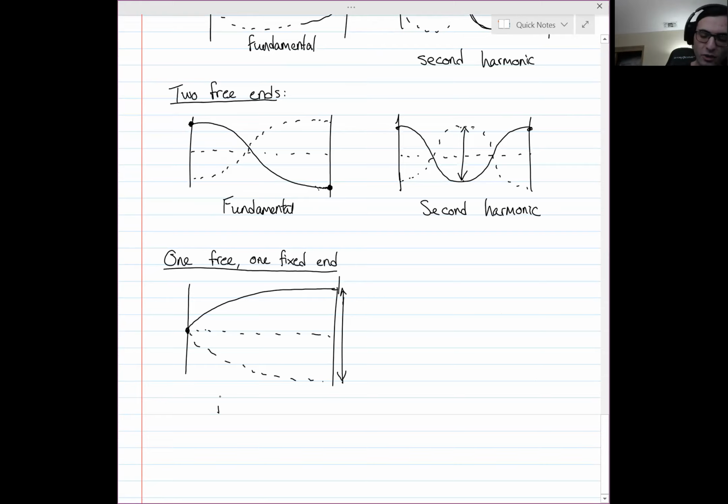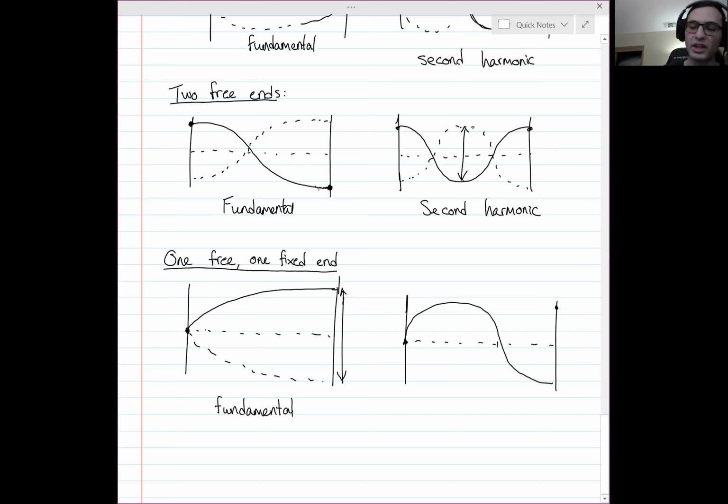So here is the fundamental. And now the second, the higher harmonics get weird. So again, the left side has to be fixed. The right side has to be at an antinode. So the only next one that we can fit is one that looks like, oh, that's terrible. Is something like this.